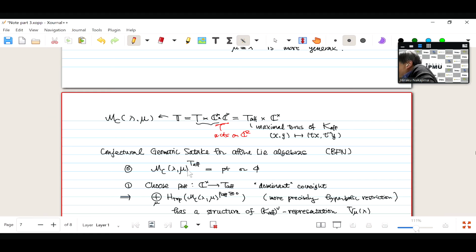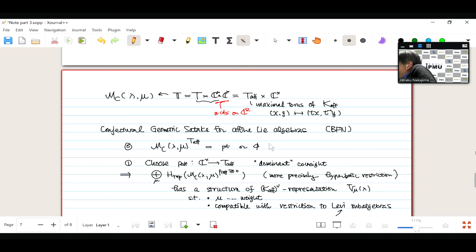And in that case, if you take the torus fixed point, and if I also put in this hyperbolic C star, then the fixed point set becomes just a point. And more generally, for lambda and mu, it could be either a point or the empty set. Sometimes it becomes the empty set. In fact, this is the empty set if and only if the corresponding weight space of the representation is 0. So in that sense, we have complete understanding of when it is a point and when it is empty.